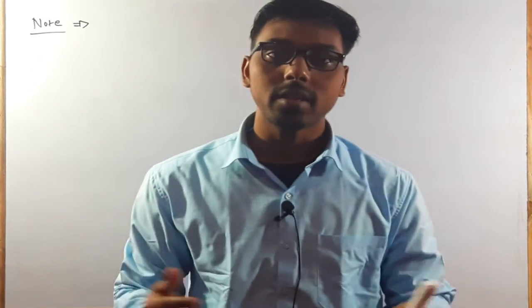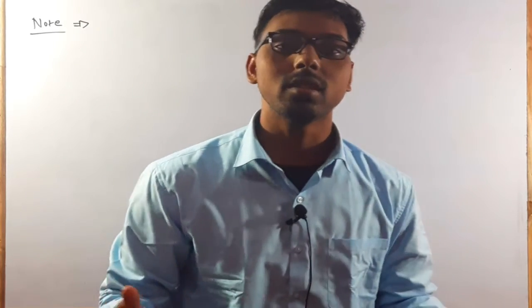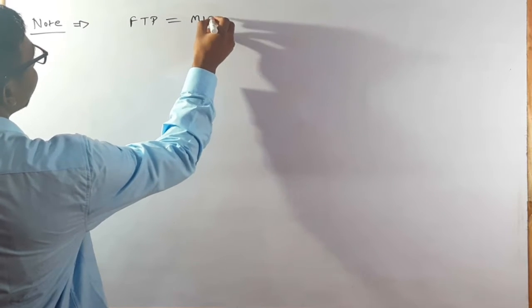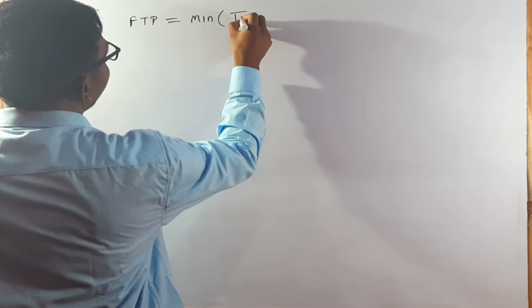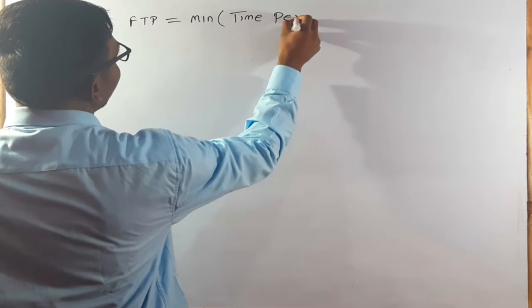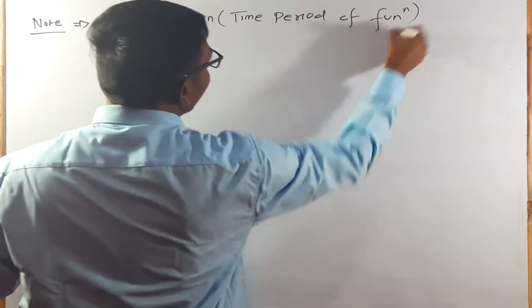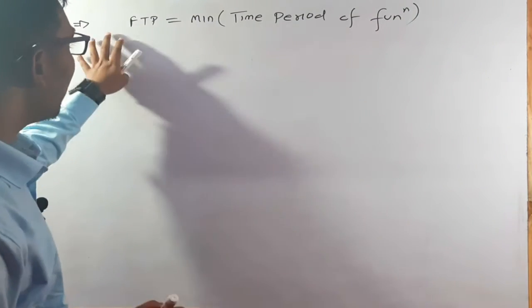So here I'm going to give a note. Here I'm saying that the fundamental time period is nothing but the least value of the time period of any single valued function. Okay, this is the note only. I'm going to write here: fundamental time period is the minimum of the time period of a function. So we need to focus only on this point.